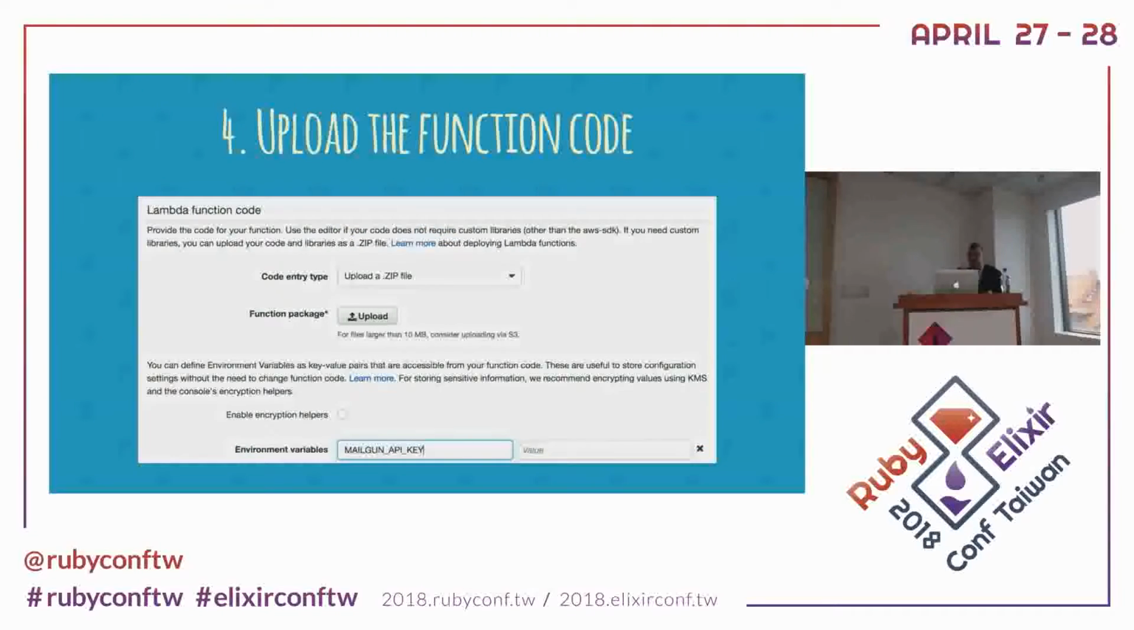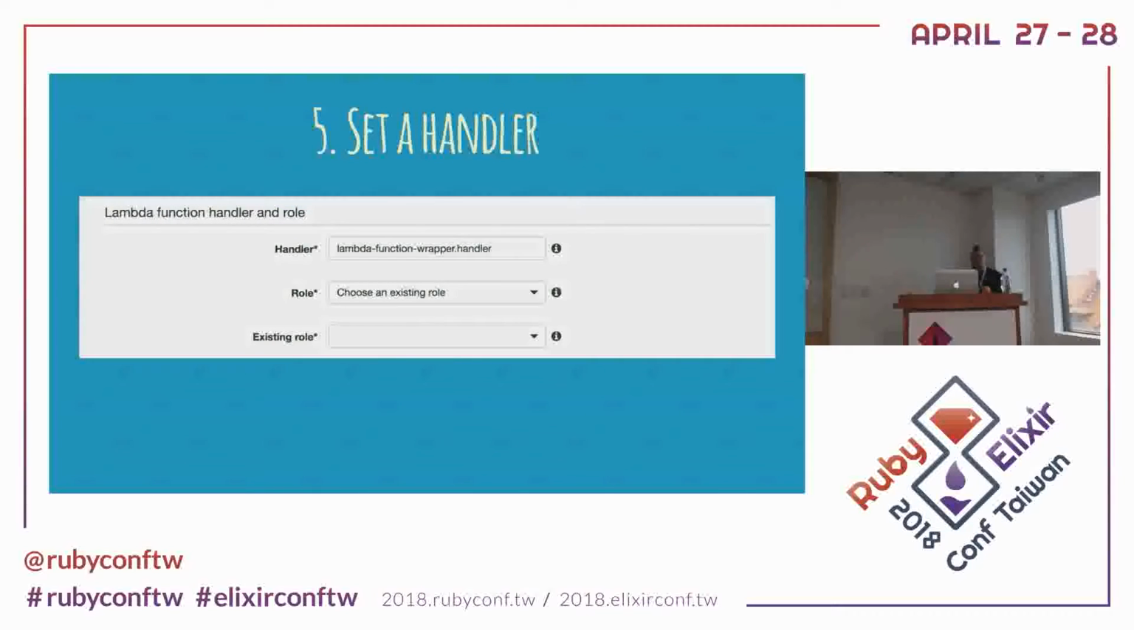Then you have to upload your function's code and set some environment variables if you have any. I had my Mailgun API key and stuff like that. And set a handler. So what's a handler? You have to tell Amazon Lambda what to invoke from your zip file. So I told it to invoke a method called handler inside of the Lambda function wrapper.js file. And that's basically it. It's 5 really easy steps, and you can harvest the benefits of your Ruby bot. I got an email every time a new listing comes around.